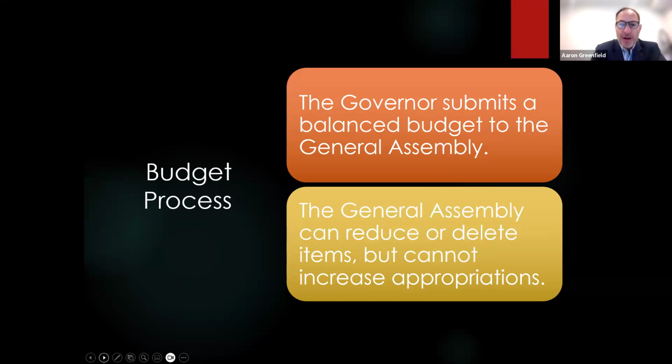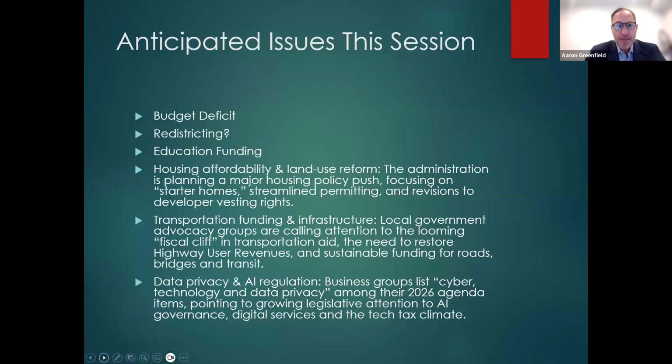In terms of the budget process, as many of you know, we really work on the budget each session for the Medicaid reimbursement rate. So we keep our eyes peeled on that. The governor submits a balanced budget to the General Assembly, and the General Assembly can reduce or delete items, but cannot increase appropriations. Next slide. So what are the macro issues we expect to see this session?